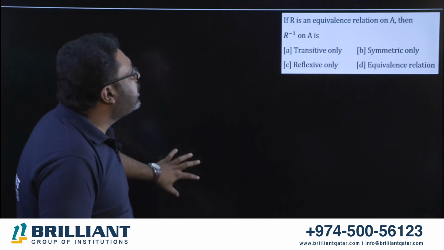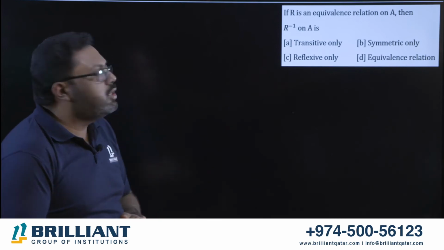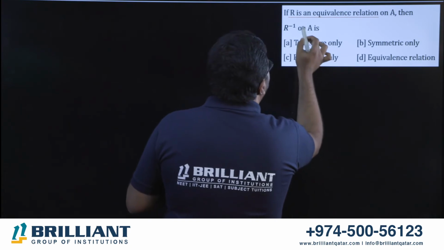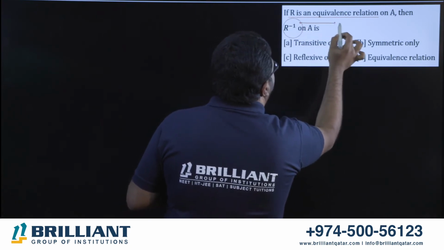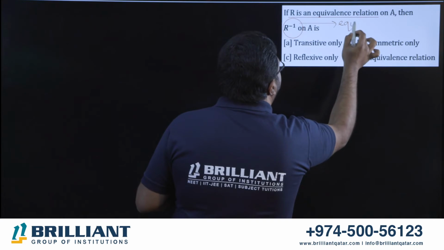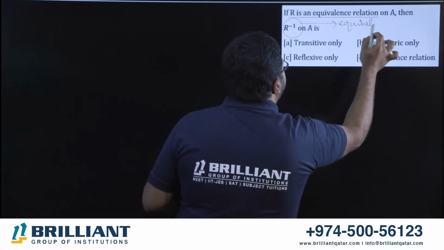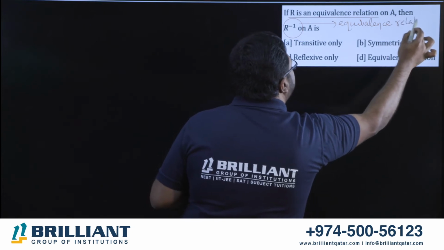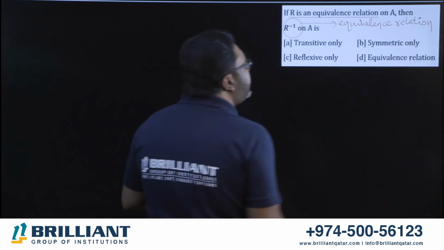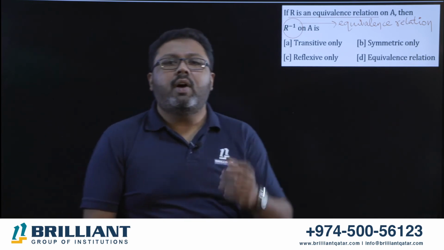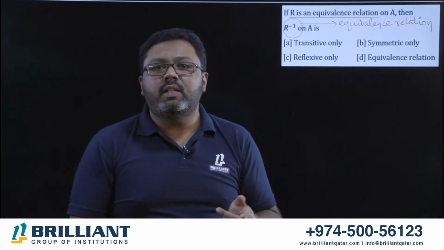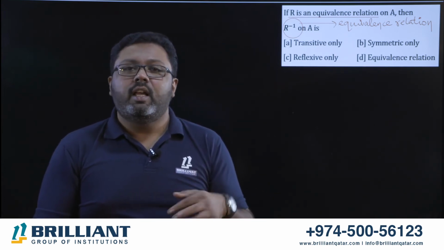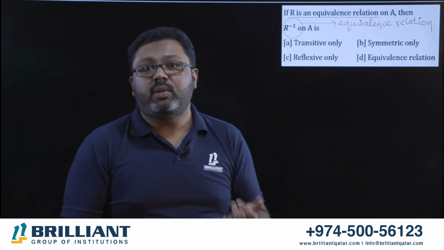If R is an equivalence relation on A, then what is R inverse on A? It's again a property. For any equivalence relation R, R inverse is also equivalence. It's a property, you can just learn it. It's a proof question, so we don't have to do it. If R is equivalence, R inverse is also equivalence. If R is reflexive, R inverse is also reflexive. If R is symmetric, R inverse is also symmetric. If R is transitive, R inverse is also transitive.